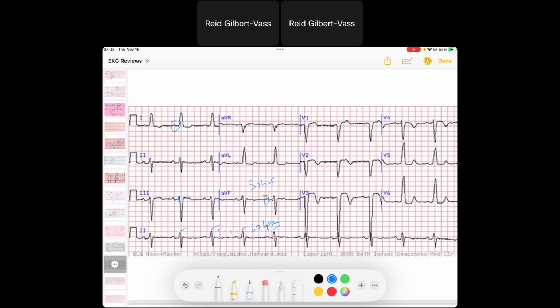We've got a PR interval that we'll call normal. It's around the upper limit of normal. The QRSs are maybe a little bit on the wider side. So let's try to figure out why they're on the wider side.